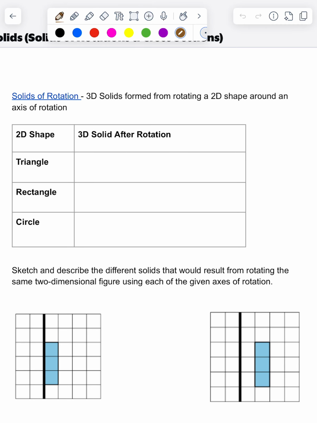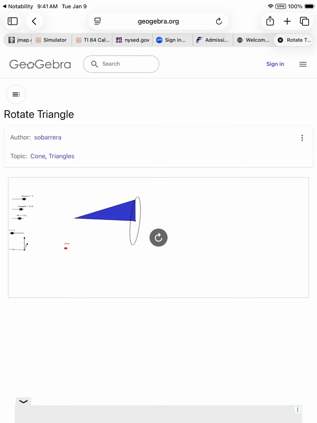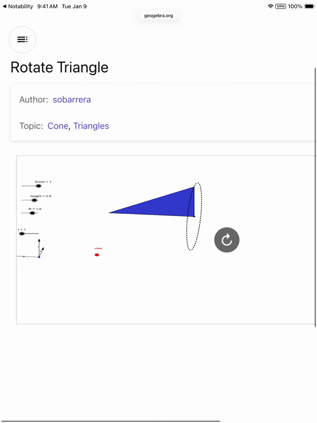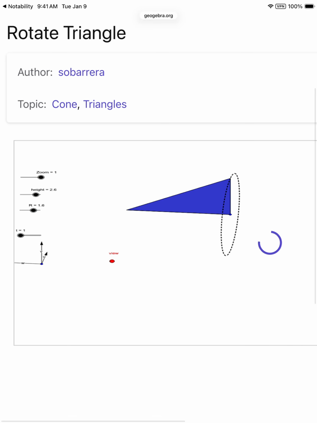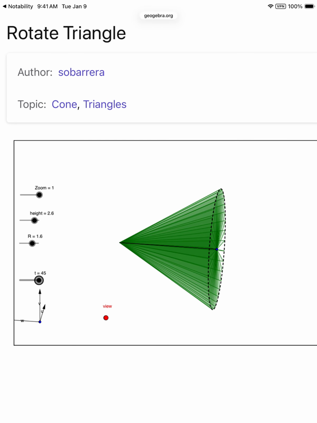In order to see this happen, I have a link over here. Let me open it up. And let's take a look at a triangle. If we take a triangle and we rotate it really fast around an axis, this link is going to let us see what 3D solid it's going to become. And look at that, it becomes a cone.